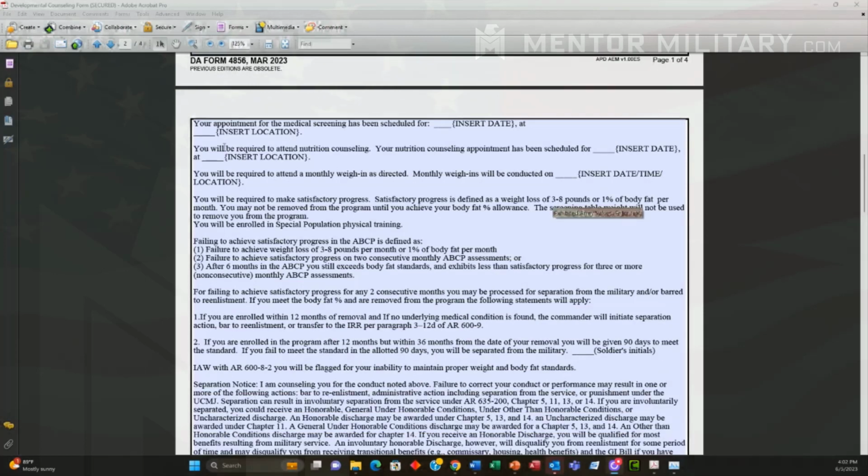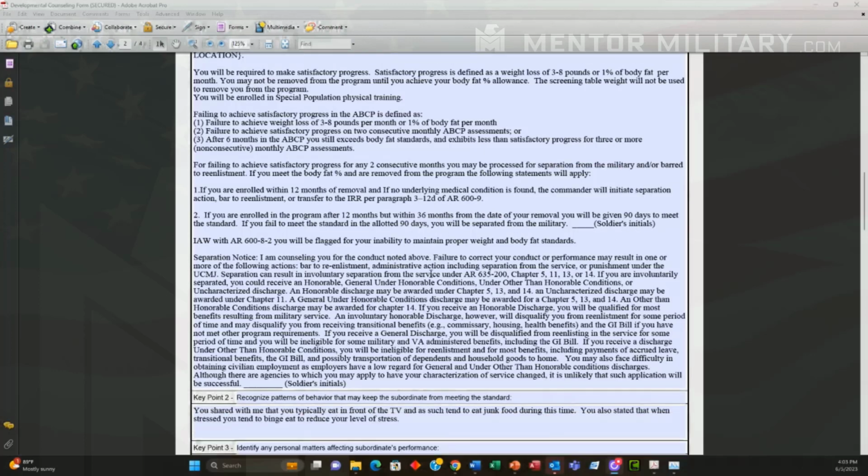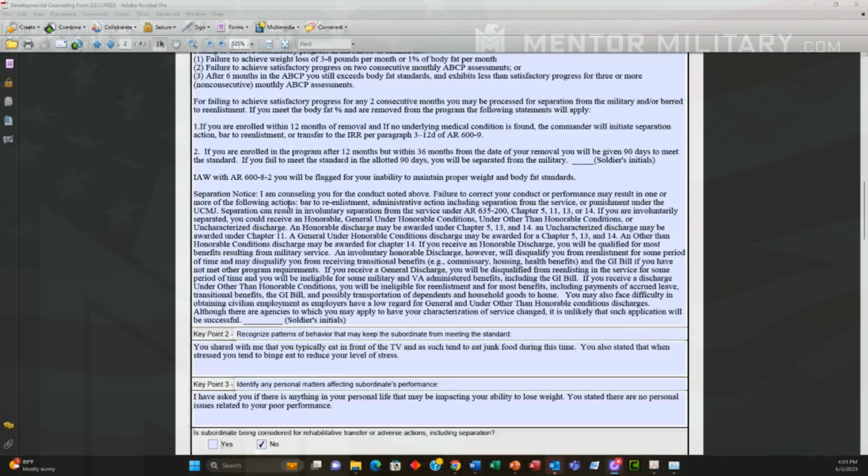And basically it just goes through, hey, you'll be scheduled for these appointments, what the definition of satisfactory progress is, and what happens if you fail to make satisfactory progress for any two consecutive months. If you're removed within 12 months, you will be given a bar to re-enlistment or initiate separation. If you are enrolled within 12 months but less than 36 months, you will be given 90 days to meet the standard. Then you get the standard separation notice.